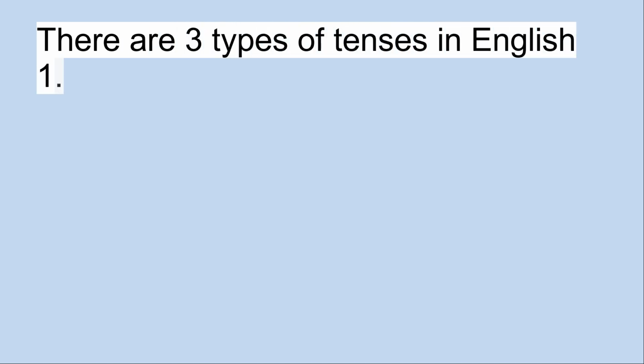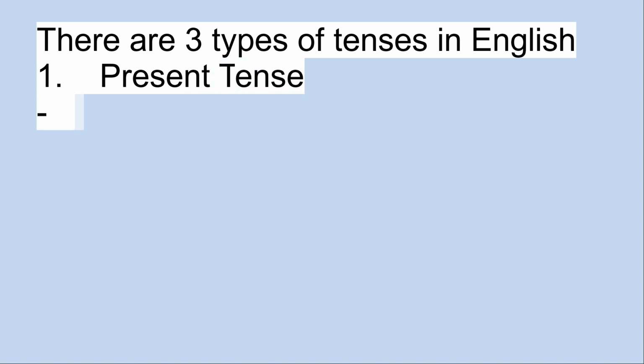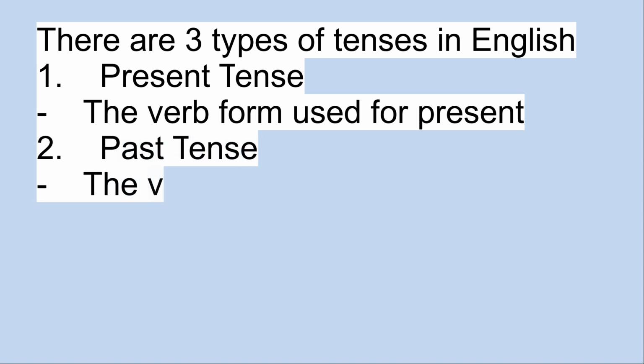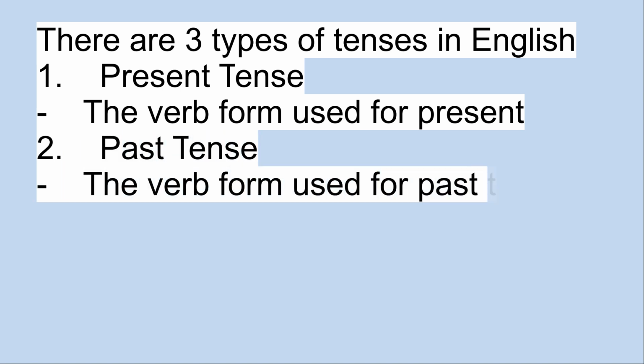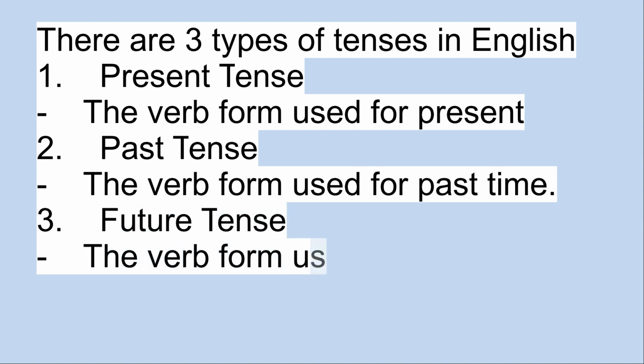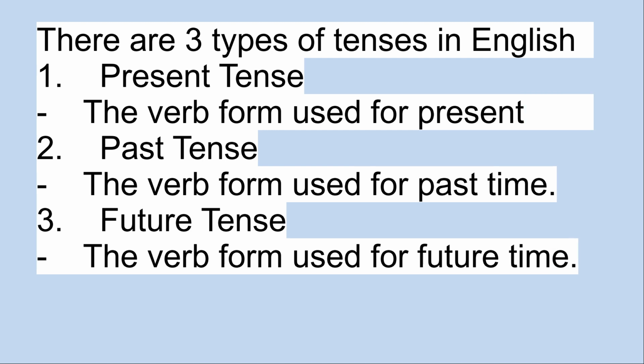1. Present tense. The verb form used for present time. 2. Past tense. The verb form used for past time. 3. Future tense. The verb form used for future time. Each of these tenses is divided into 4 subtenses.